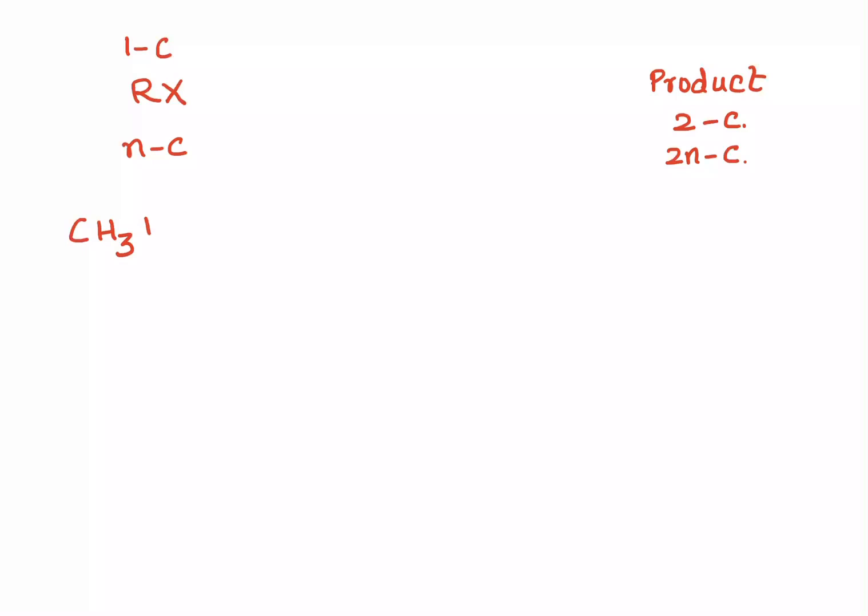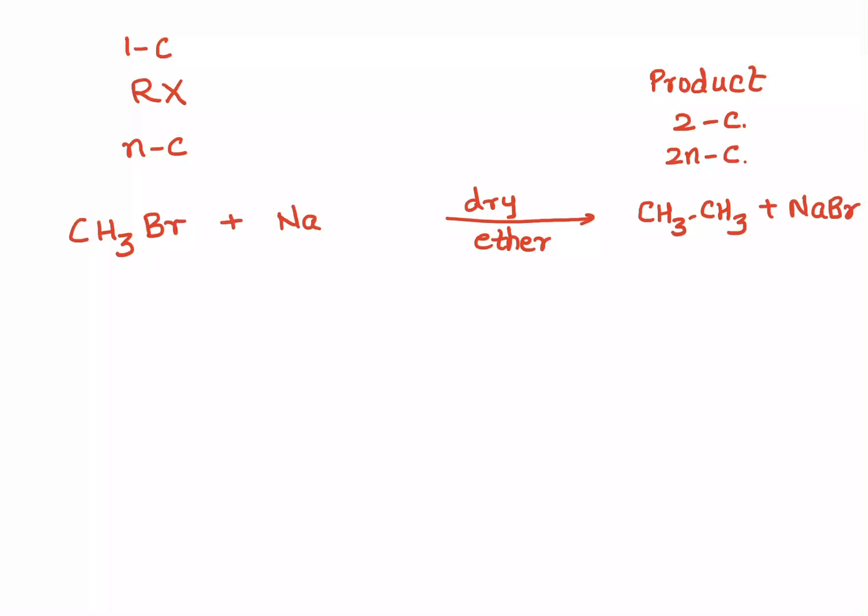So, what do we have here is CH3Br plus sodium in dry ether. What does it give you? The reaction gives you CH3CH3, 2 alkyl groups bonded to each other, and NaBr.